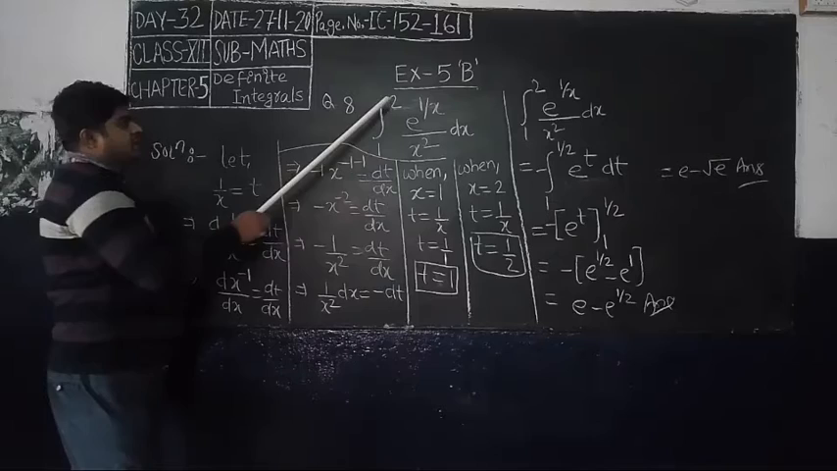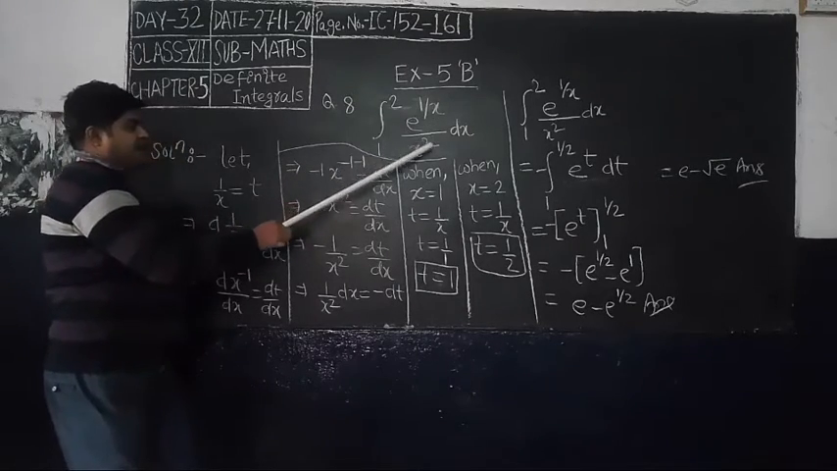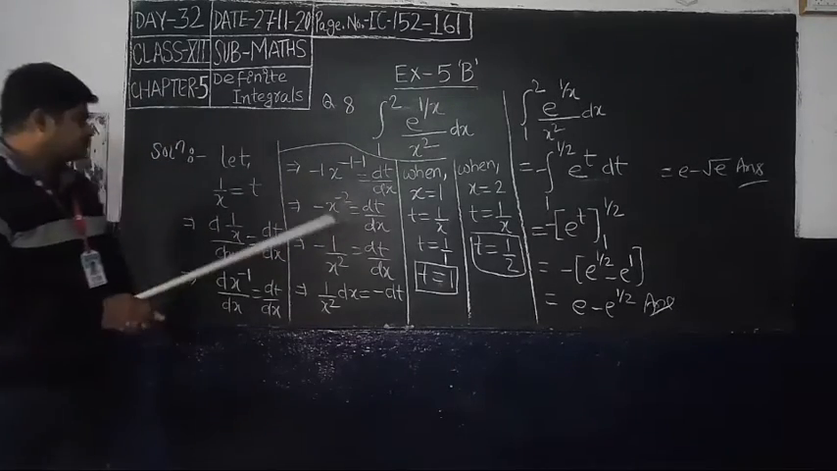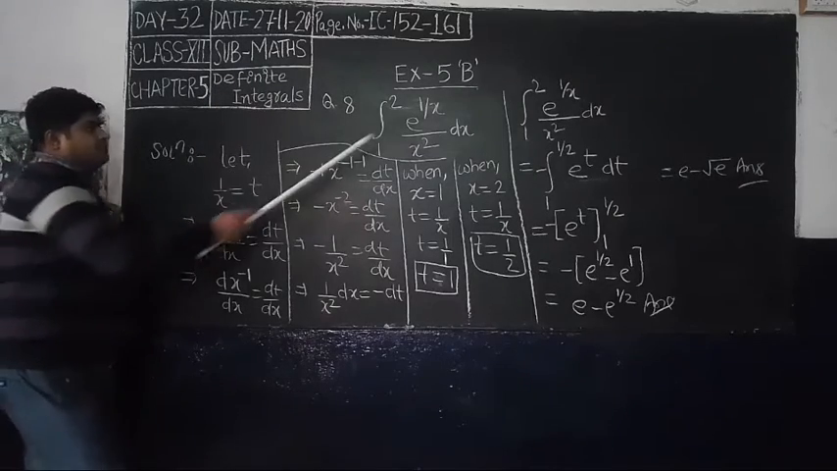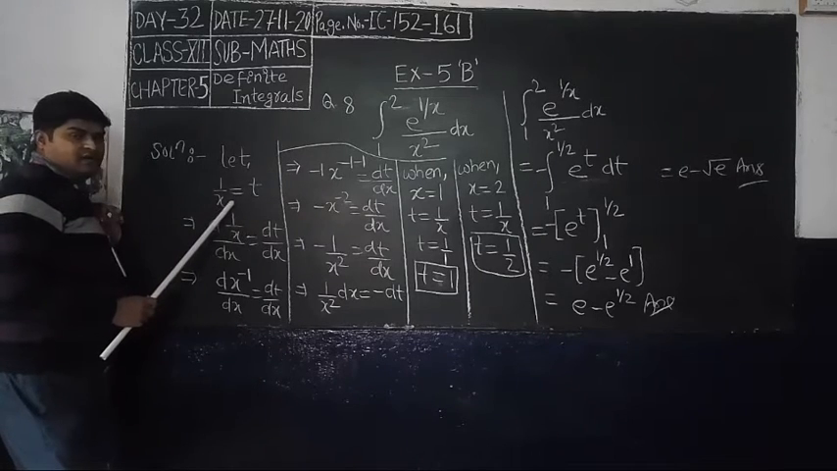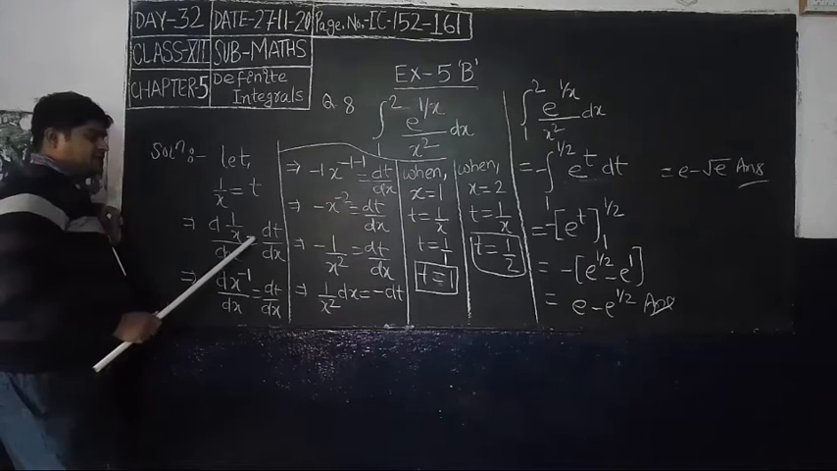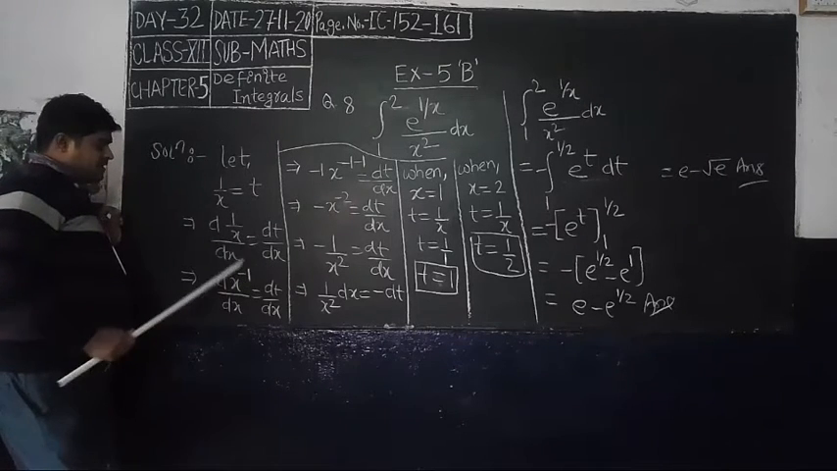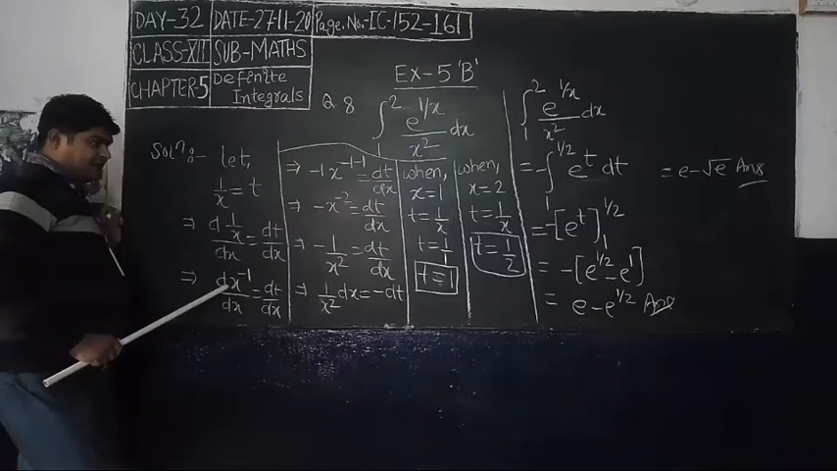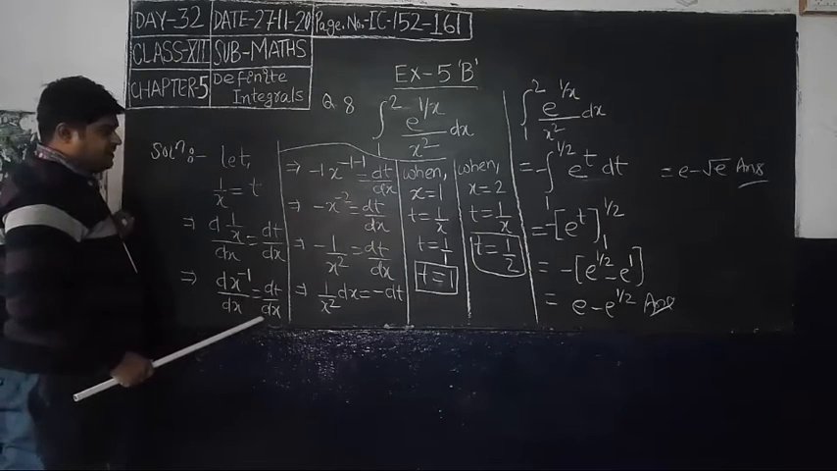Question number 8 is here. You have to find the integration of e to the power 1 by x, by x square, dx, with limits 1 to 2. Suppose here 1 by x is equal to t. Then you will find the first derivative of 1 by x: d(1 by x) by dx is equal to dt by dx. You can write 1 by x as x to the power minus 1. That means you will find the first derivative of x to the power minus 1 with respect to x.